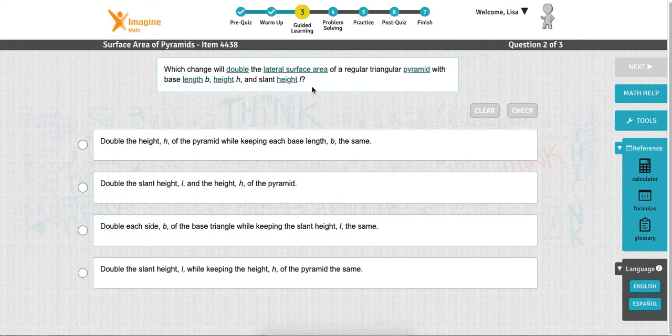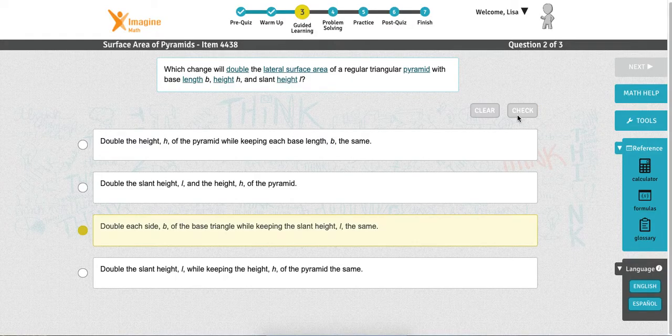Because that's the height of the surface area, is the slant height, okay? So could we just double the slant height and the height of the pyramid? Not really. Actually, the height of the pyramid is probably going to go down because the slant height goes up. So that's probably not it. Could we double each side B of the base of the triangle while keeping the slant height the same? We could, but that wasn't really what it talked about in the video. It said to double the slant height while keeping the height H of the pyramid the same. So it's this one or this one.